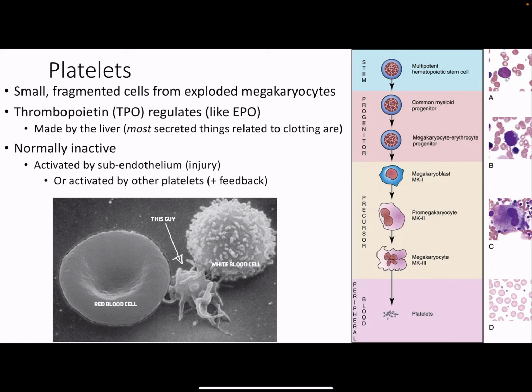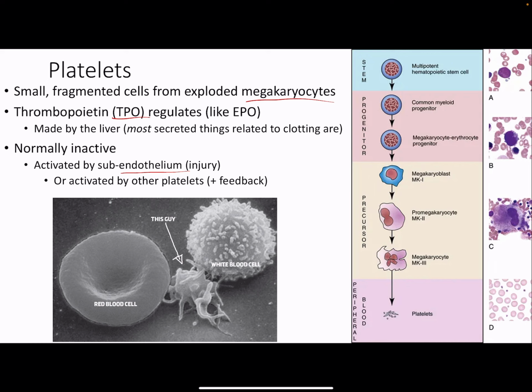Platelets are small fragmented cells from really just exploded or degranulated megakaryocytes. So in the same way that EPO, erythropoietin, causes red blood cell production, thrombopoietin from the liver helps regulate platelet production. Platelets are normally inactive, just floating through the blood, but they are activated by the subendothelial layer. This would be indicative of an injury. Obviously, the endothelial layer should usually seal off the vessels, so you'd only have access if there's trauma.